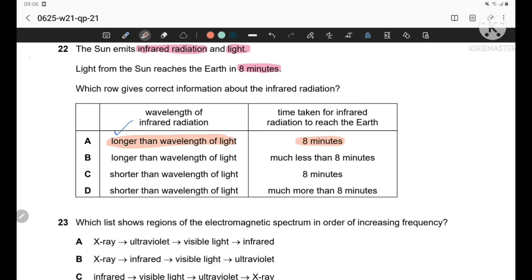That is also correct. Even though their wavelength is different, both are electromagnetic waves, and the speed of electromagnetic waves, whether it is gamma or light rays or infrared or radio waves, is constant, which is 3 times 10 to the power 8 meters per second. So the same speed means it will take the same time. Therefore, the correct answer is option A.